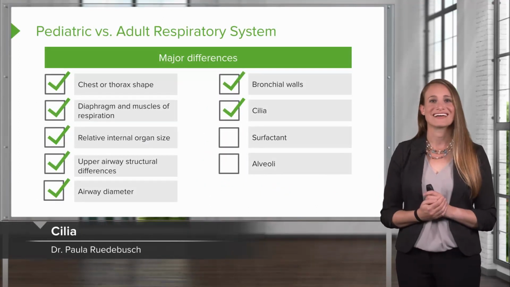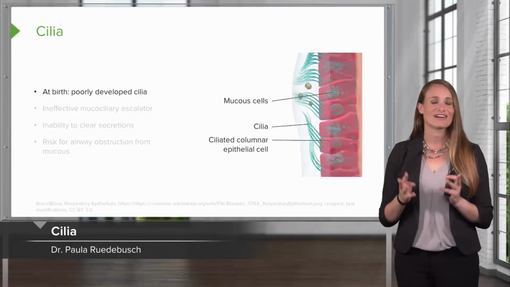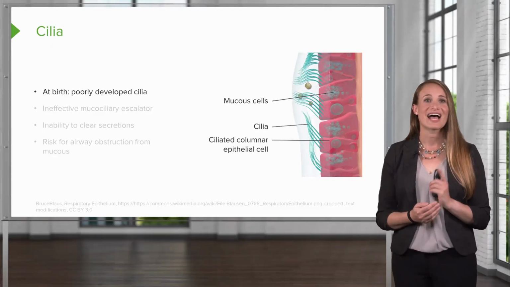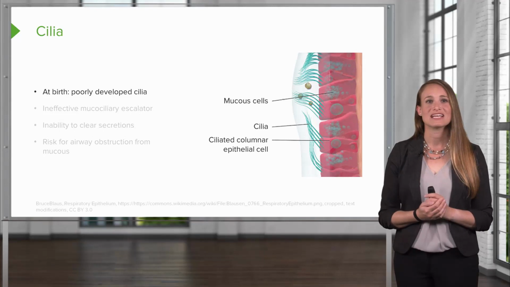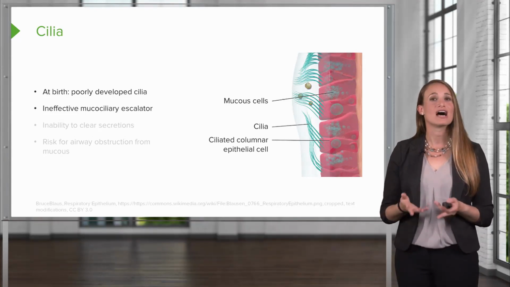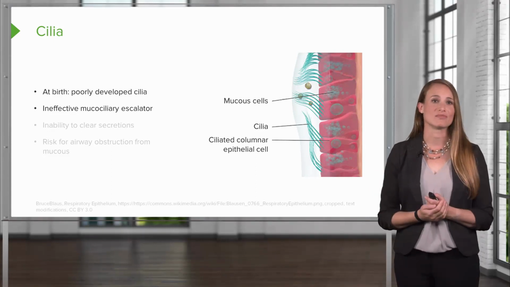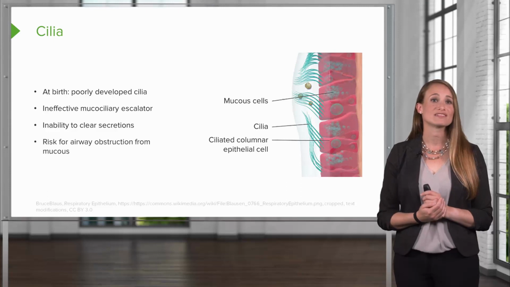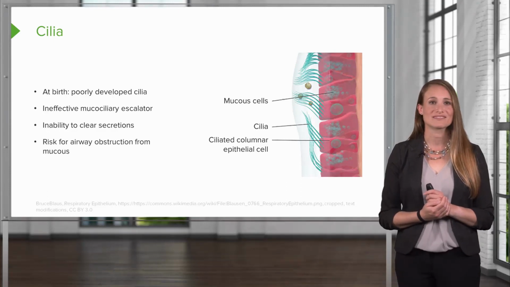Let's talk about the cilia. These are the small hair-like structures that help move mucus and expectorate this out of your body. At birth, these are poorly developed. These babies have ineffective mucociliary escalator, which means they're unable to fully propel the mucus out of their body. They can't really clear their secretions, and this puts kids at risk for airway obstruction from mucus.